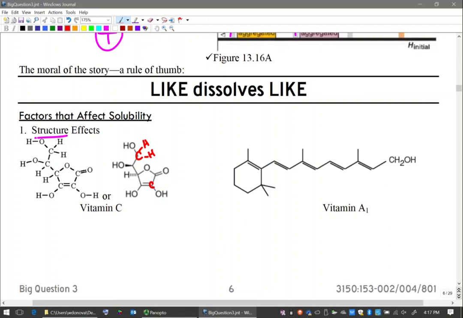So vitamin A1 is not in steak sauce, although it should be. Lots of carbons, lots and lots of carbons actually, not many oxygens in that molecule. Which of those vitamins is more soluble in water, do you think? A or C? More soluble in water. Vitamin A or vitamin C? Think about water. What water has? It's H2O. Which molecule has more things that are, for like dissolves like purposes, that's where structure is involved, like dissolves like is involved in structure.